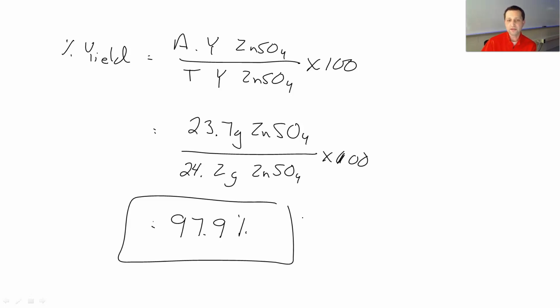We want to be 100% yield. You're not always going to get 100% yield. You really never are, because of the source of error and just experimental design, how the experiment occurs. You're never going to get 100, but you should get close for a good lab. All right, so pretty good results here on this hypothetical situation, 97.9% yield.